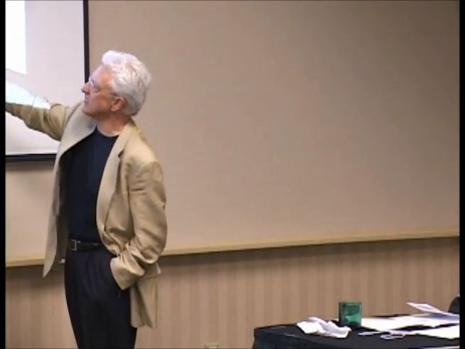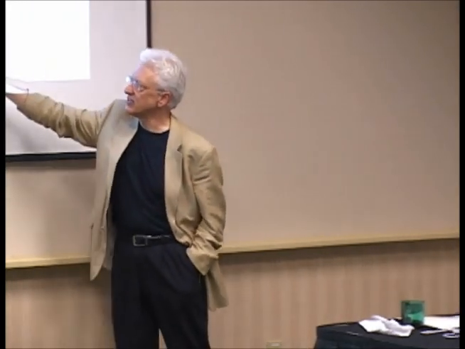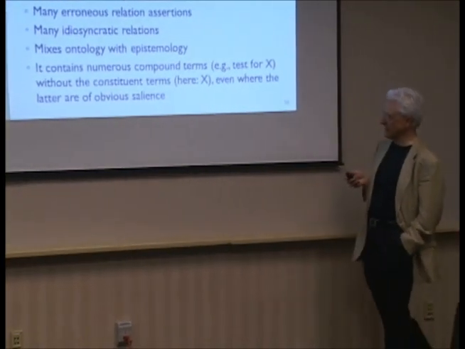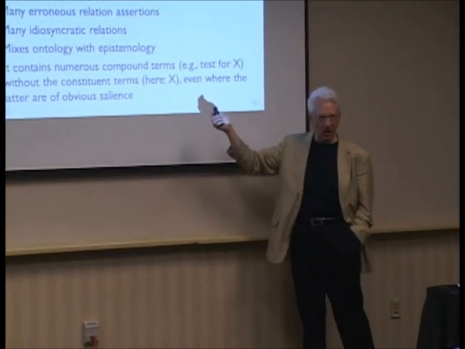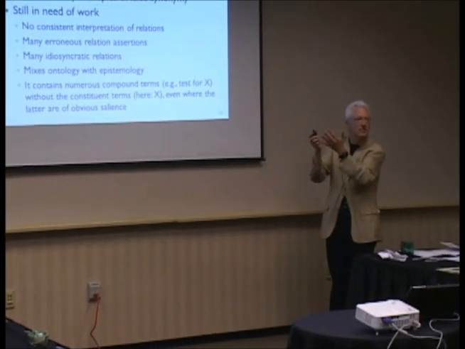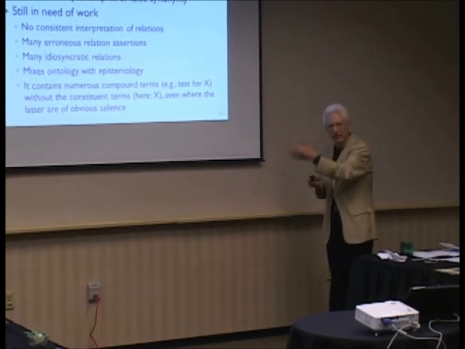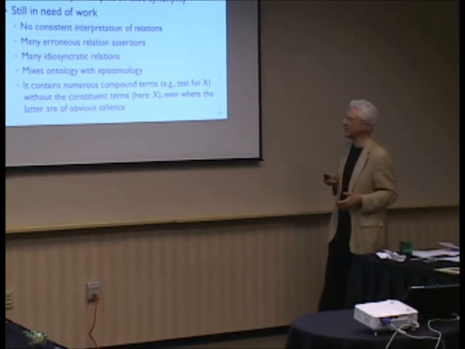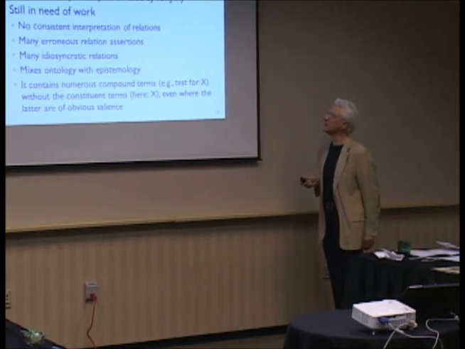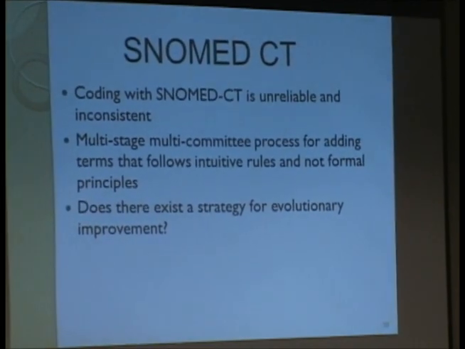Also, SNOMED contains numerous composite terms, such as the test for X, without the constituent terms being part of SNOMED. So you can have a test for something without the something being there. And this is so even where the X is obviously clinically important. And that's because people needed test for terms to code more often than they needed the terms coded. And so the test for terms got in there, but there was no pressure for the other terms. But if you're going to reason with this consistently, then you need to have those other terms there.